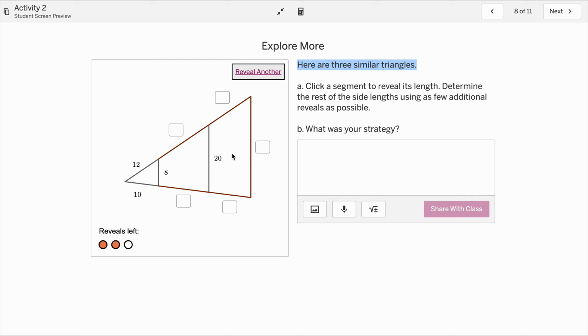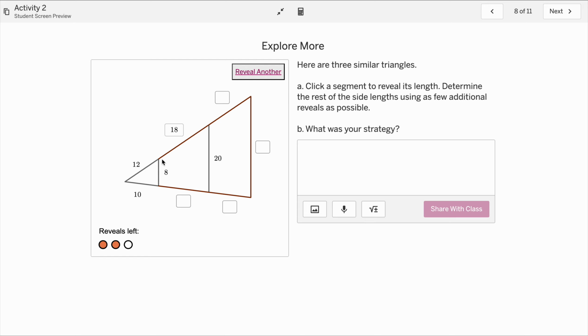So if I reveal this and I see that it's 20, I know that from this point all the way down is going to be 1.5 times more than that. So 1.5 times 20 is going to be 30. So this whole section right here, this whole line is 30. But then I also know that I'm not looking for this whole line. I already have 12. So I'm just looking from here to here. So 30 minus 12 is going to be 18. And that's the length from here to here. So that's why it's really confusing, because it's not actually making you put in the entire lengths. It's only making you put in this length.